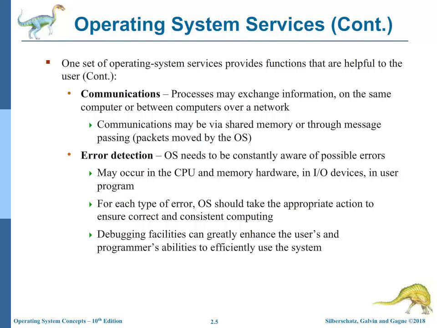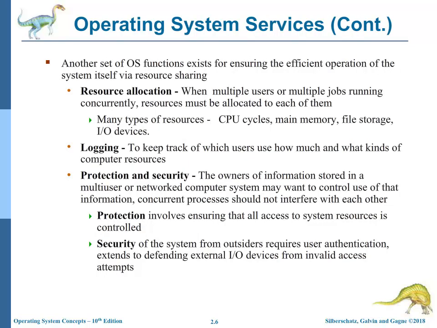The following are the major activities of an operating system with respect to error handling. The operating system constantly checks for possible errors. The operating system takes an appropriate action to ensure correct and consistent computing. Resource management. The major activities of an operating system with respect to resource management are: the operating system manages all kinds of resources using schedulers. CPU scheduling algorithms are used for better utilization of CPU.